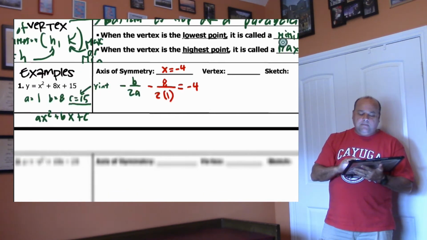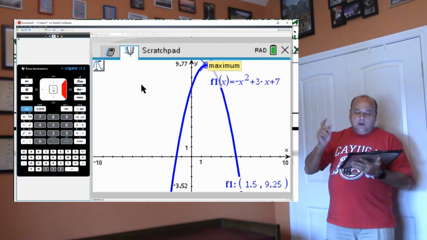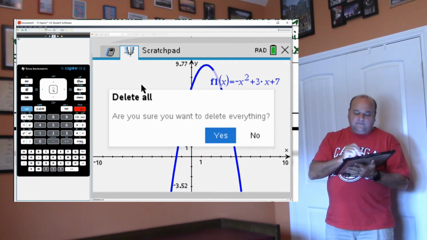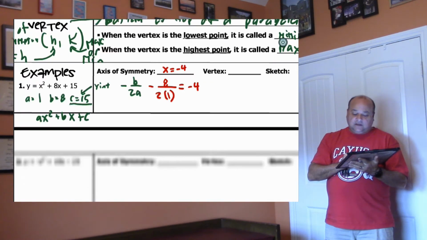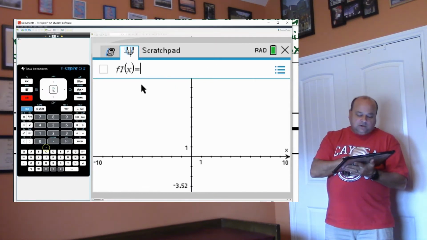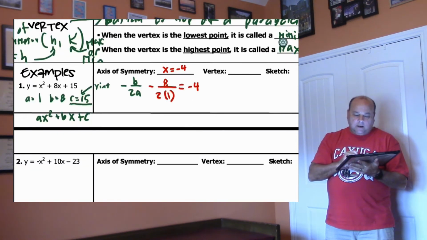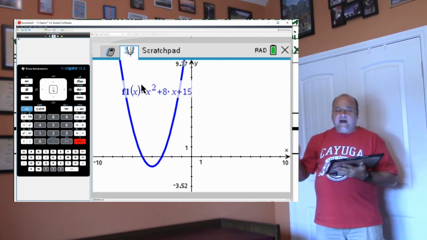Let's graph the line. So we're going to go to the calculator. You're going to graph these a lot. So we're going to hit delete, delete, delete, to delete the graph. Then we're going to hit tab. This is going to take a while. And we're going to graph x squared plus 8x plus 15. So x squared plus 8x plus 15. Did I do it right? Yes, that's it. Hit enter. We have this parabola.